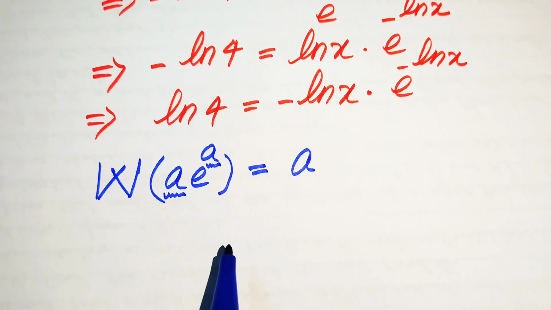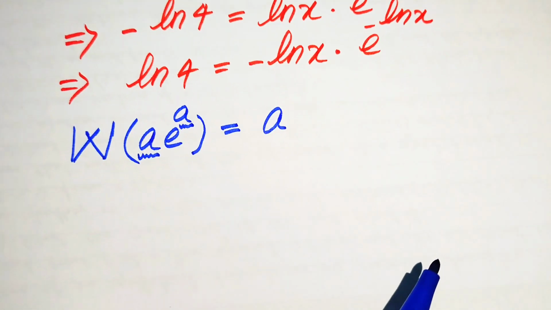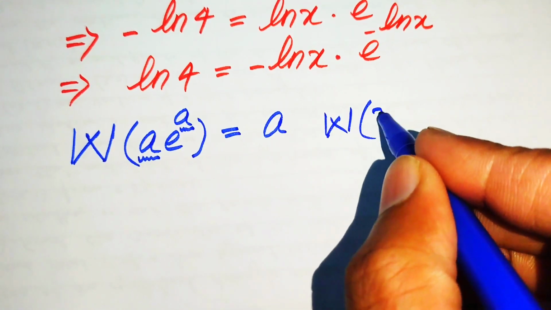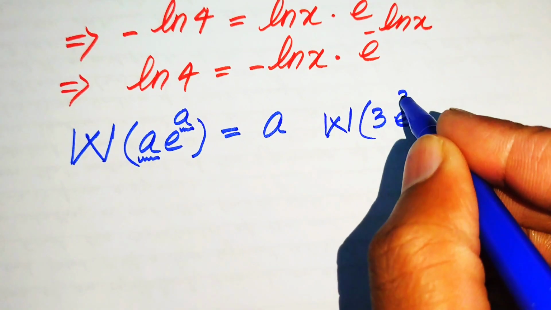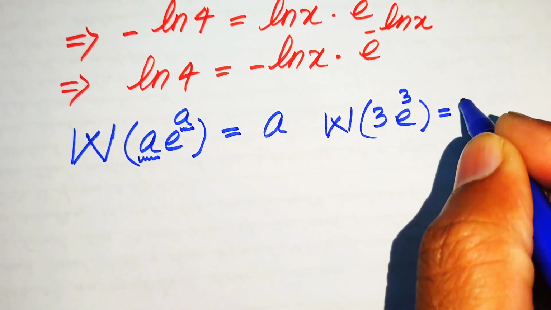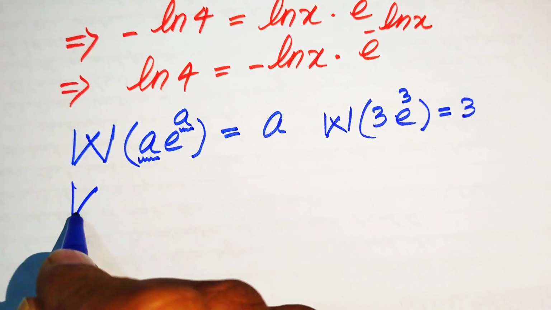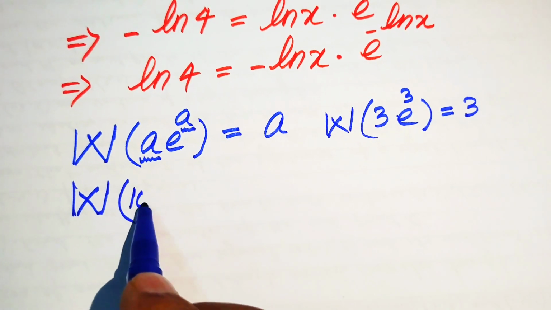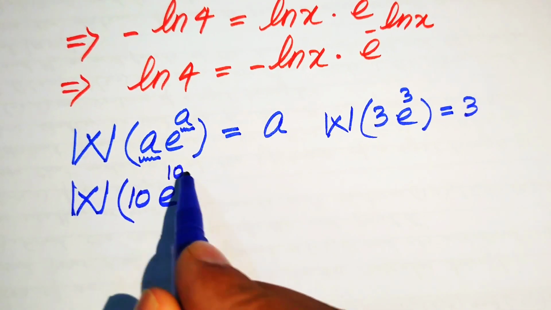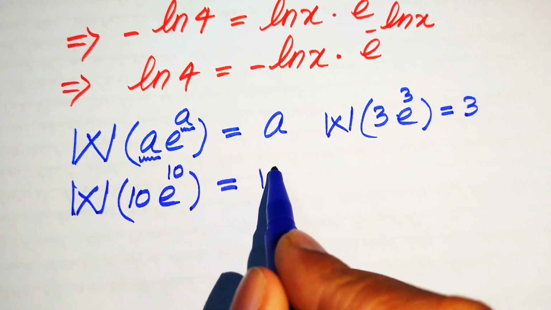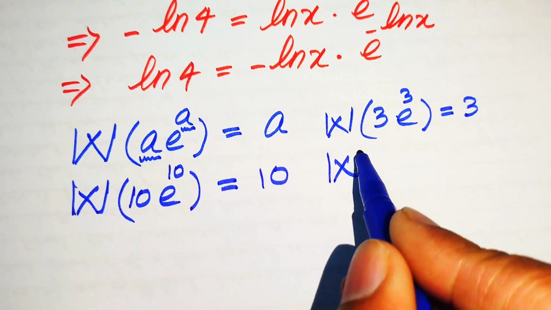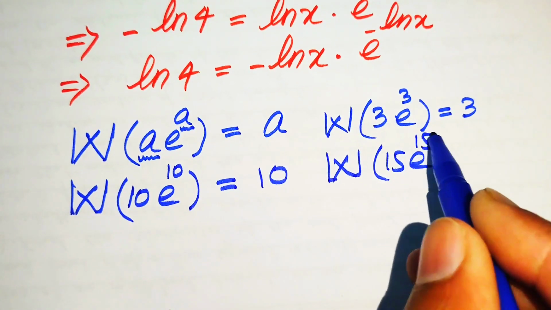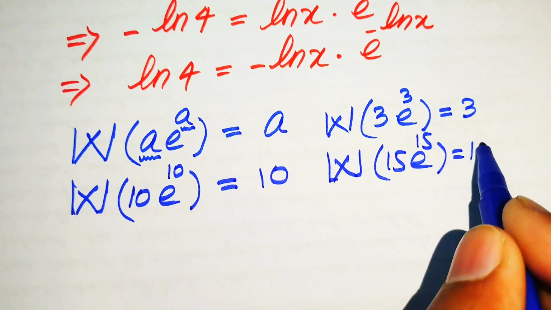Okay, so if I write a particular example of this type of Lambert W function, if you have W of 3 into e to the power of 3, then the output of this function will be 3. Similarly, if you have the Lambert W function of 10 into e to the power of 10, the output will be 10. And if you have the Lambert W function of 15 into e to the power of 15, then it will be written as 15.